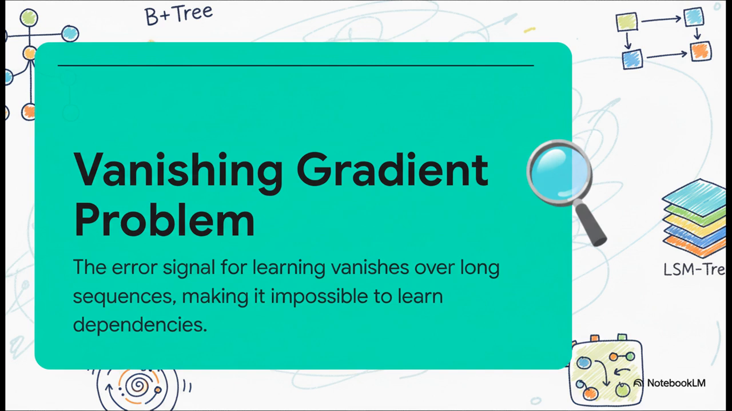Mathematically, the signal that tells the network how to learn was getting multiplied by a number smaller than 1 over and over again, with every single step it took back in time. And eventually, it just vanished. It became 0. The network was literally incapable of learning from things that happened more than a few steps ago.